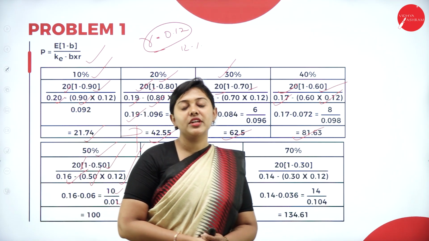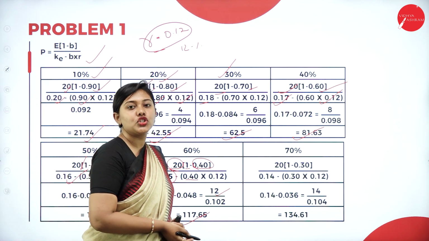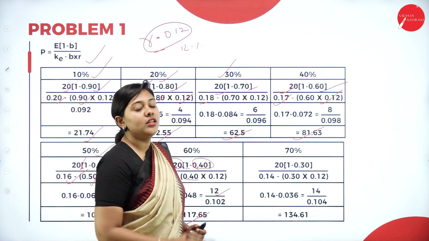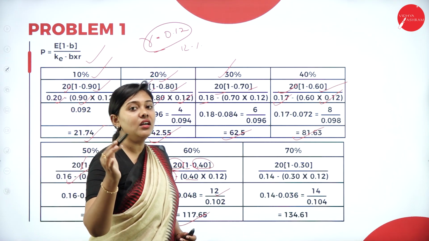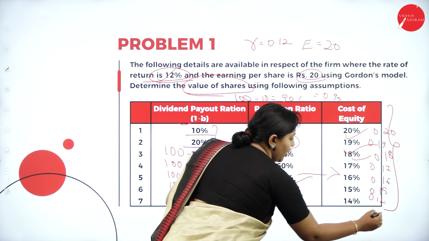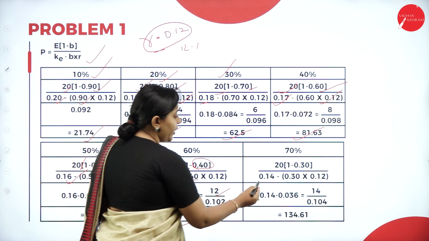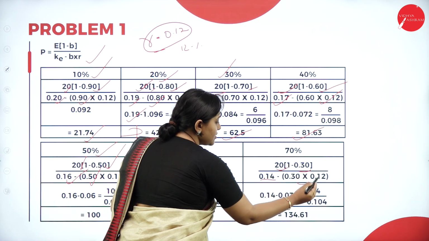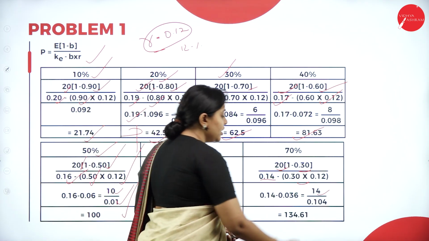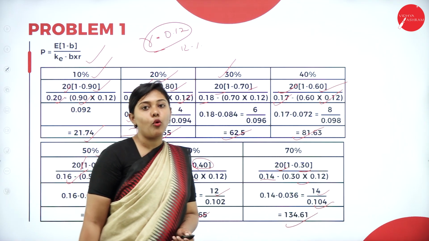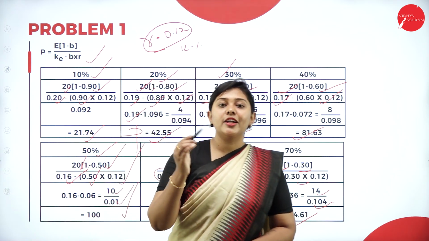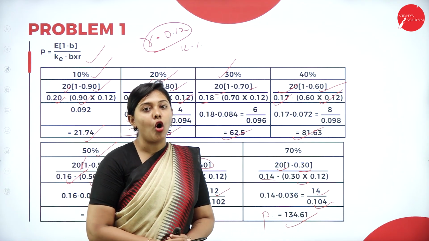If it is 70% dividend, 30% will be your retention ratio. So that retention ratio we have taken 30%, that is 0.30, and your rate of return remains the same, but the cost of capital is how much? Cost of capital is 14%, 0.14. So let us substitute 0.14. Similarly, if you substitute the values, you get 14 divided by 0.104, and the answer you get is 134.61. So this is how you calculate your problem market price per share by using Gordon's model.